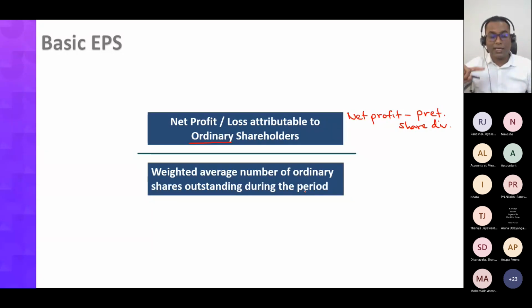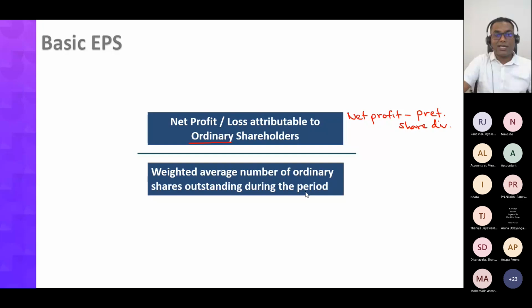There can be changes. There can be new share issues. There can be bonus issues. There can be rights issues. There can be stock dividends. There can be stock split. There can be reverse splits. So the number of shares can change over the period of time. So you calculate the weighted average ordinary shares during the period. So that is your denominator, right?